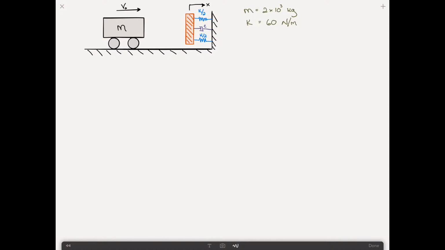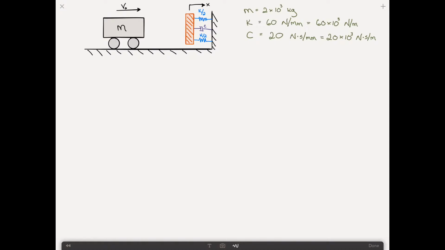And I should mention I've drawn it as two springs, each of k over 2 stiffness. But for springs in parallel, the stiffnesses are additive. So you could think of this as a single spring of stiffness k. Same thing. This is 60 newtons per millimeter, which is 60 times 10 to the 3 newtons per meter of deflection of the spring. And the damping constant of the damper is 20 newton seconds per millimeter, which in SI units would be 20,000 newton seconds per meter.